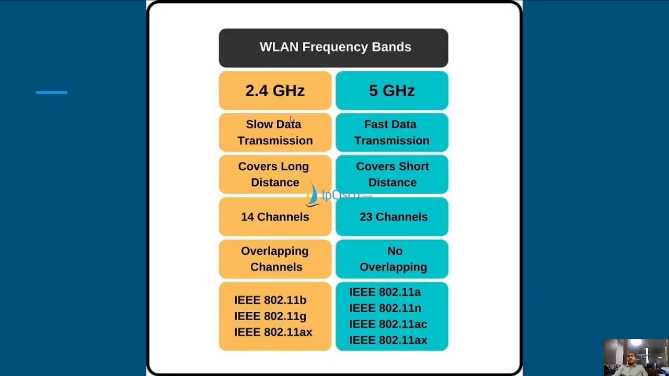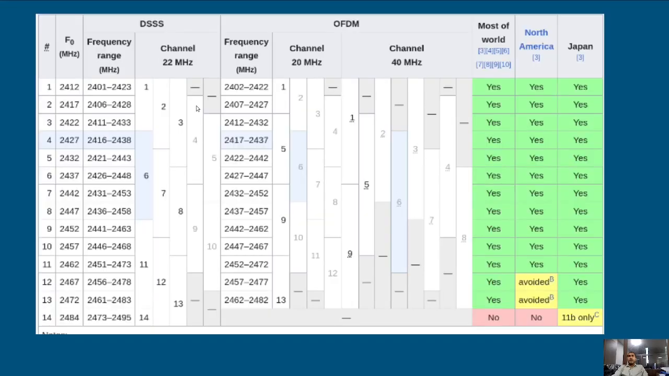Here is a comparison between the 2.4 and the 5 GHz band. As the bandwidth is lower in the 2.4 GHz band, you will find a lower number of channels and slower data transmission rates. Then again, there is a list of different channels in the 2.4 GHz band, as we can see, and where it is actually used.